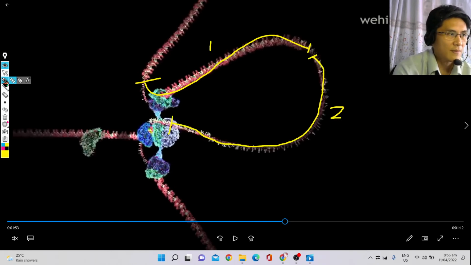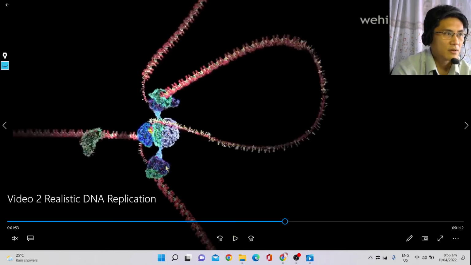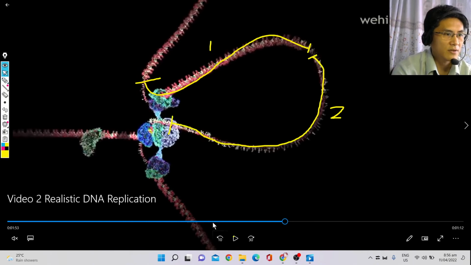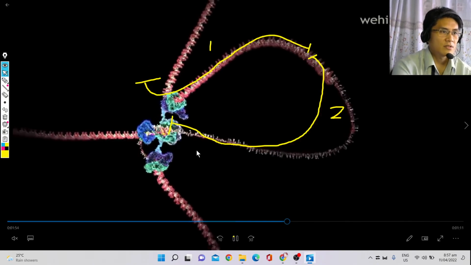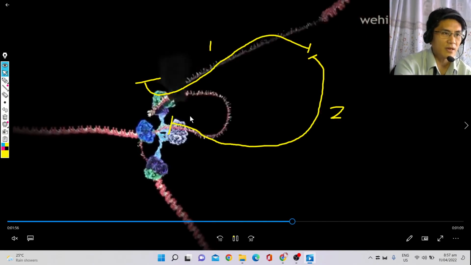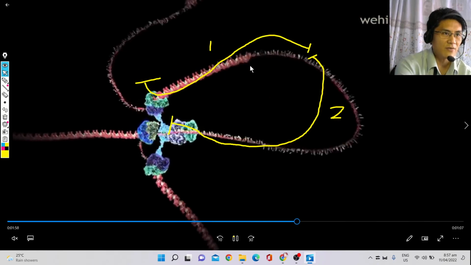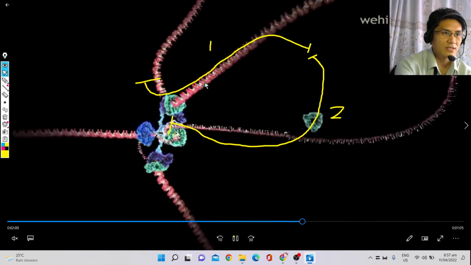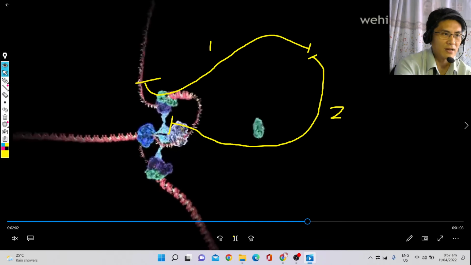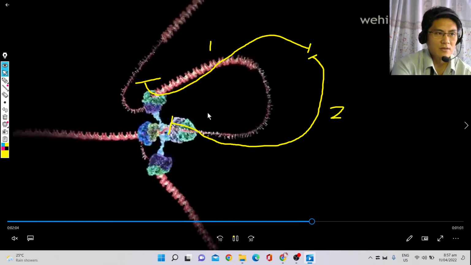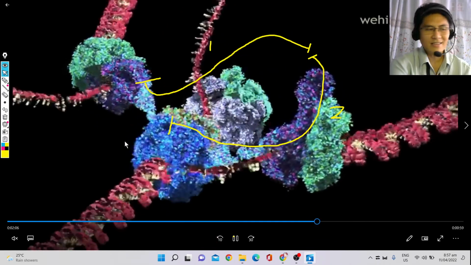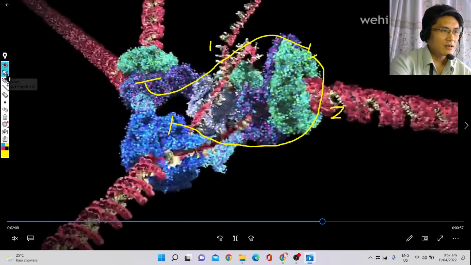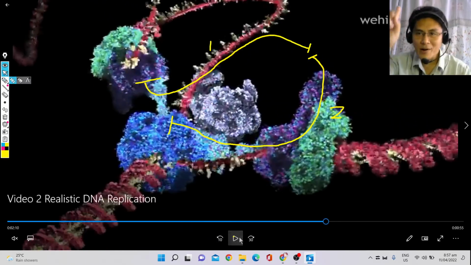So if I play this, see what happens. Play this video again. Go. So now another Okazaki fragment is being built. See? That's another fragment again. Then once that is done, another fragment is built again. But if you notice, it's very busy. It's not like step one has to be done first.